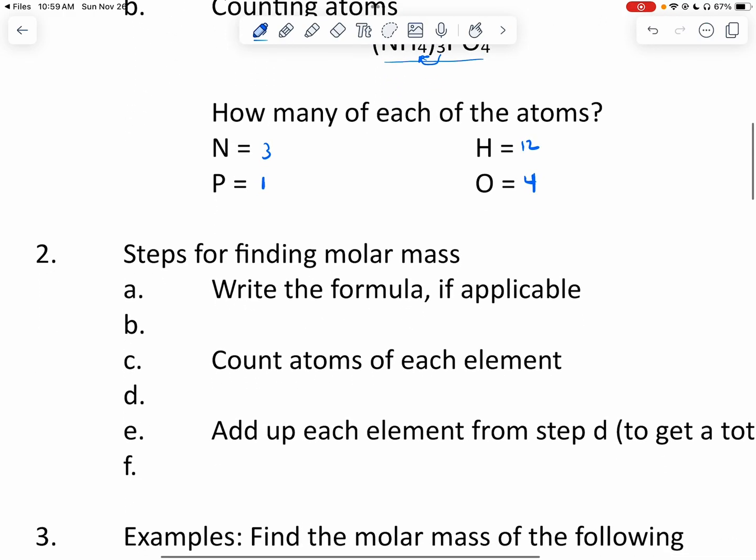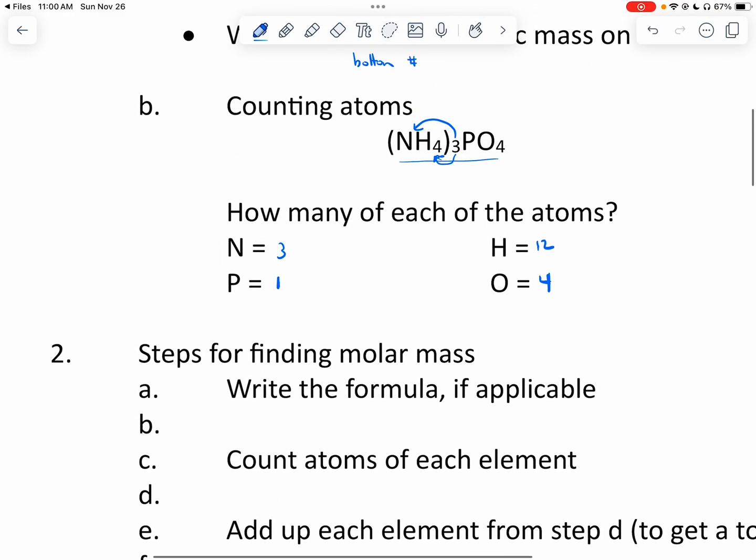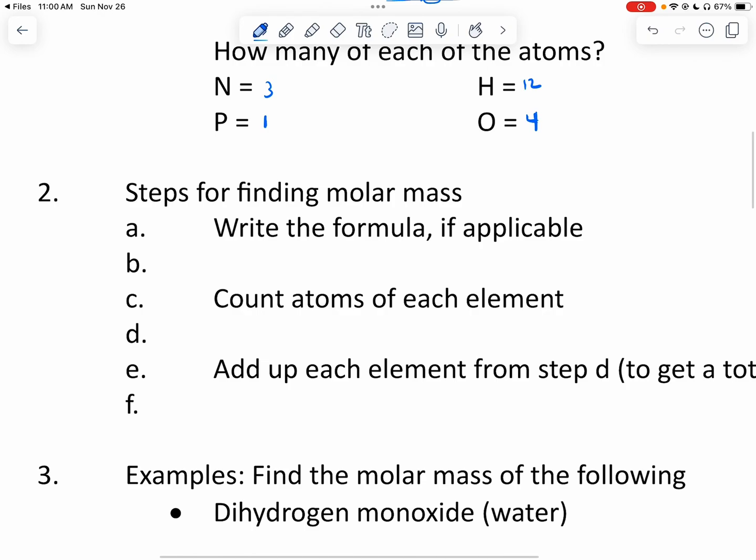So step one, I tried to give you every other one so you wouldn't be writing a whole ton, but also still writing a little bit. Our first step is write the formula if applicable. If you already have the formula, you don't need to write it. We have the formula up there, so we don't need to write it, okay? Step two then is going to be to separate the formula into atoms, the step that we did just above here. Then our next step is count atoms of each element, which is also what we did.